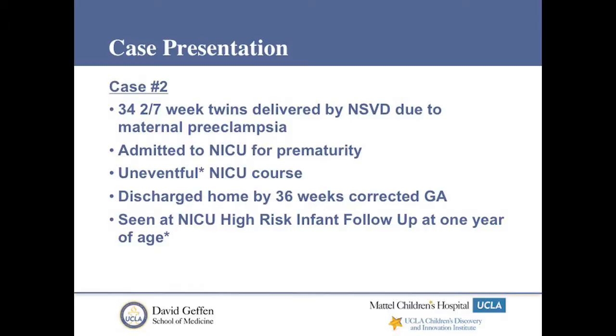And I say that obviously jokingly because we adore and love our patients, but there are those patients, right, that stay with you a little more than others. To back up this claim of uneventful, they were home within less than 2 weeks. So they were discharged by 36 weeks corrected gestational age, and then they were seen at the NICU high-risk infant follow-up at 1 year. Now, are you guys pretty clear on how patients end up being referred to high-risk infant follow-up?